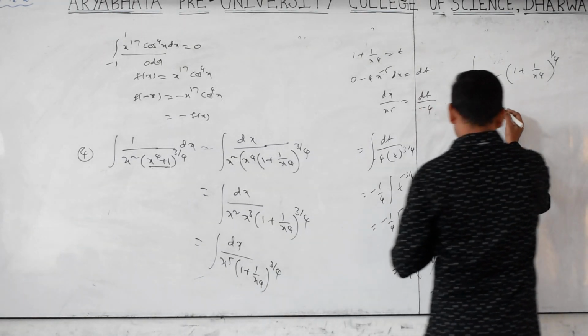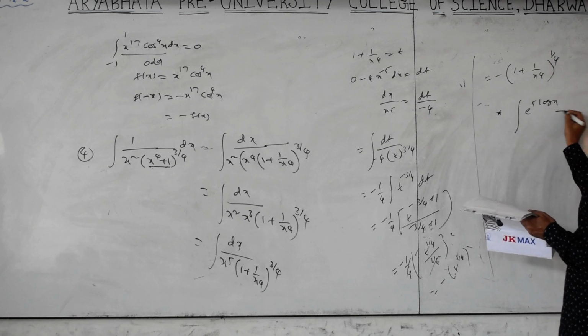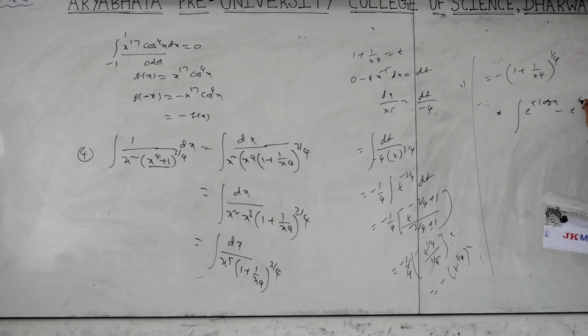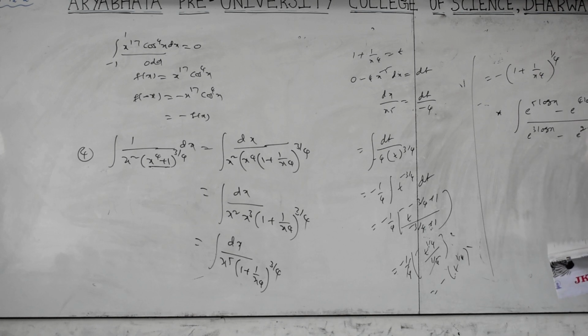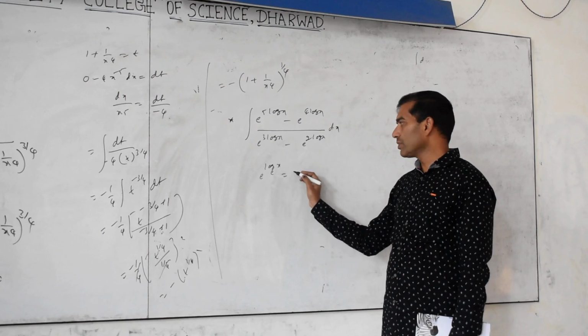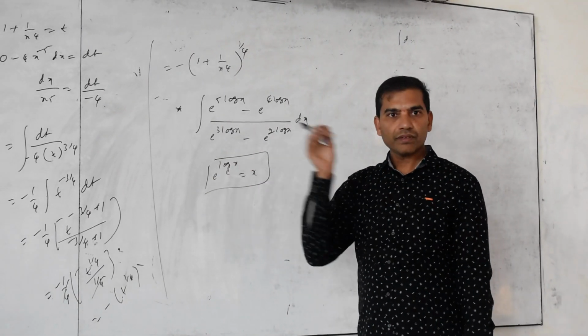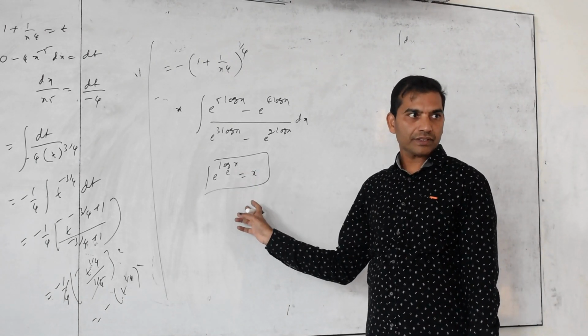Next, important question. Integration. These are all extra, useful for competitive exams, not for theory. Integration of (e power 5 log x minus e power 4 log x) by (e power 3 log x minus e power 2 log x) dx. We know the property: e power log x base e equals x, a logarithm property. We are discussing the differentiation: e power log x base e equals x.